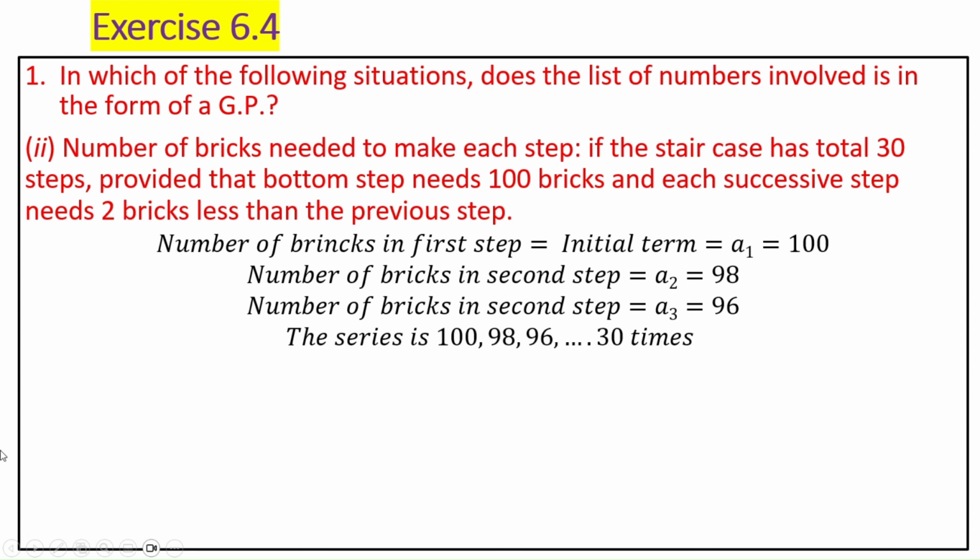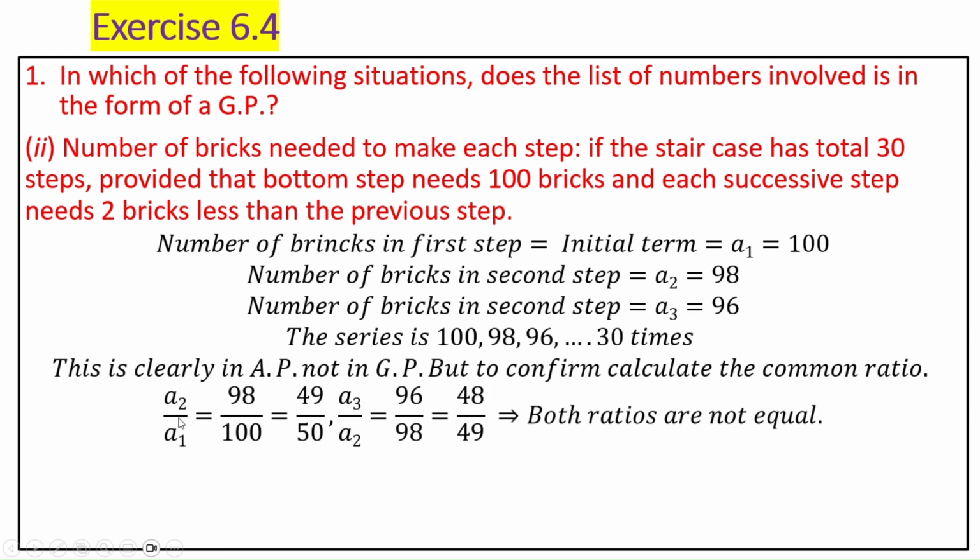30 times, basically. Definitely this is not a geometric progression, because it is only minus 2 from the previous term. You take a term, 100, minus 2 is 98, minus 2 is 96, and so on. So this is actually an arithmetic progression. Just to confirm that, check the ratios: 98 by 100 for the first one, and the second one is 48 by 49. The ratios are not equal, so they don't form a geometric progression.